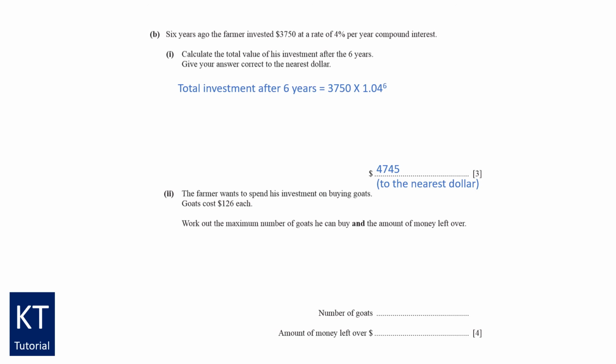Goats cost $126 each. Work out the maximum number of goats he can buy and the amount of money left over. By having the investment value divided by 126, this comes to 37 with a remainder of 83. This equates to the number of goats being 37 and the amount of money left over being $83.